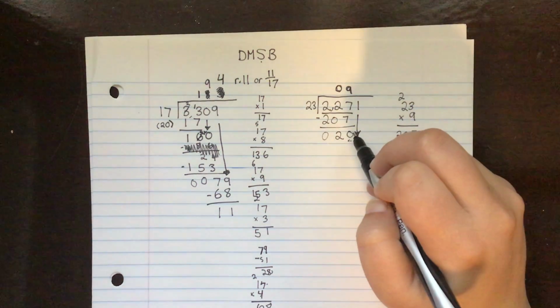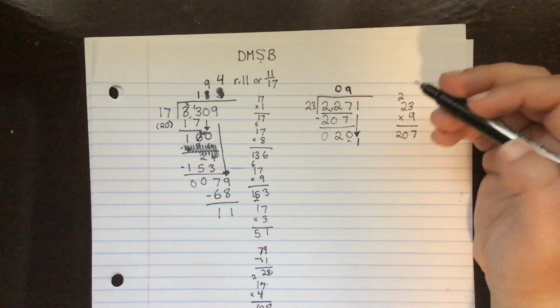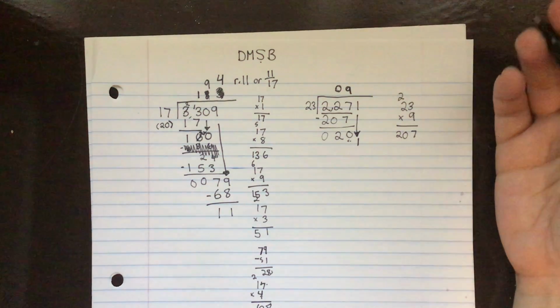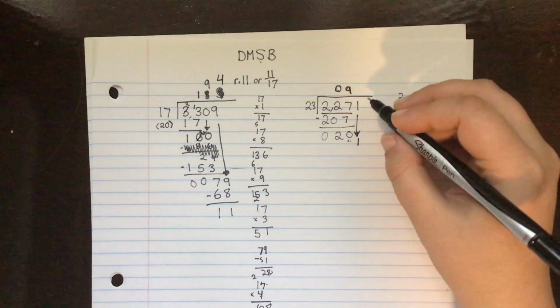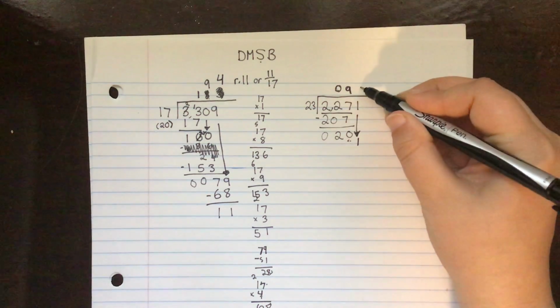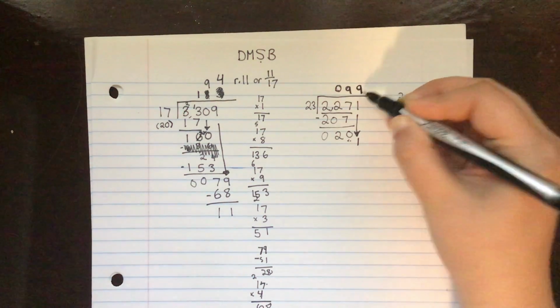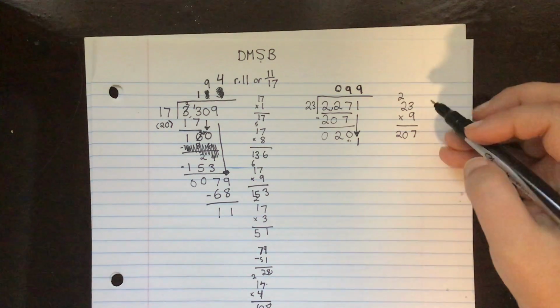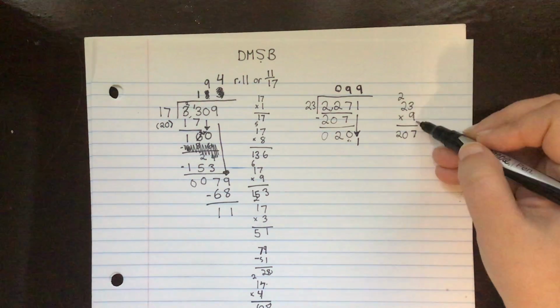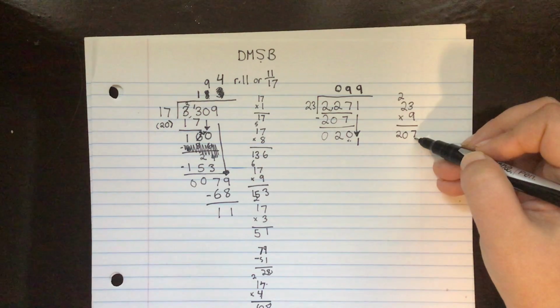So once again, I cover up the last number of each. 2 fits into 20 10 times. Oh, but once again, 10 is too big. We can't write a 10 down. So instead of writing 10, I'm going to write a 9. That's the next biggest number that I can possibly write. And I already know what that calculation is. 23 times 9 gives me 207.